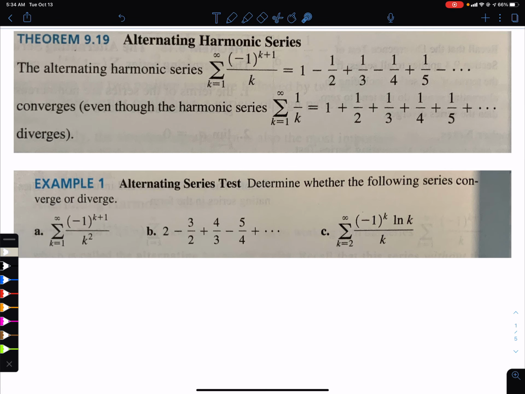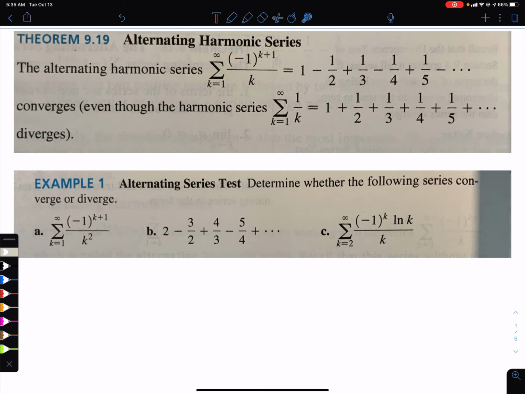Now, looking at the alternating harmonic series, this is a theorem that you're going to have. This is an alternating harmonic series because it's the same as a harmonic series, except you have alternating signs, positive, negative, positive, negative, positive, negative. And the theorem says an alternating harmonic series converges. And of note, the regular harmonic series diverges. That diverges, but when you alternate signs, now it converges. And you can prove that. How can you prove that? You'd have to show that these terms are non-increasing, or decrease in magnitude, and they approach zero.